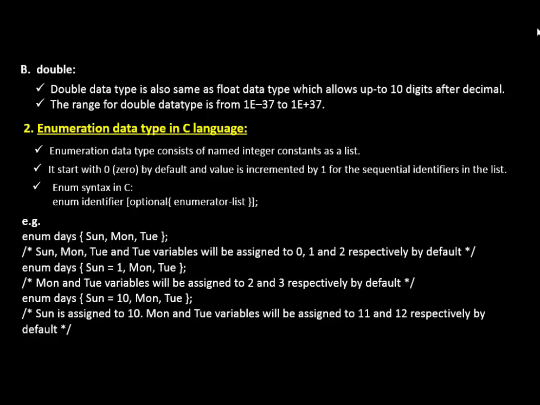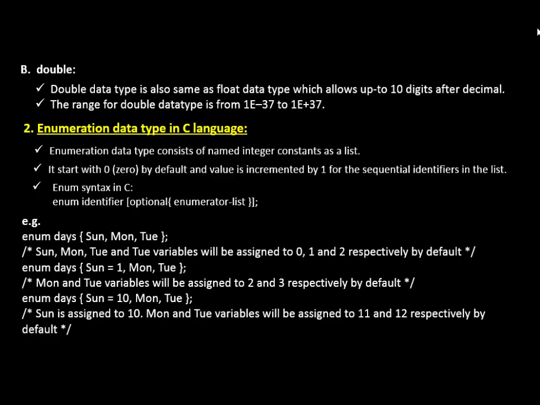If we declare enum days in curly brackets with Sunday equal to 1, then Monday will be assigned 2 and Tuesday 3 respectively. Here Sunday is assigned 1, that's why Monday and Tuesday are incremented by 1 and assigned 2 and 3. And if you declare Sunday as 10, then Monday and Tuesday will be incremented by 1, which is 11 and 12.